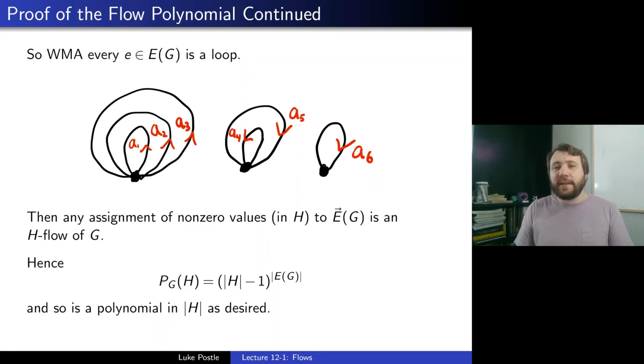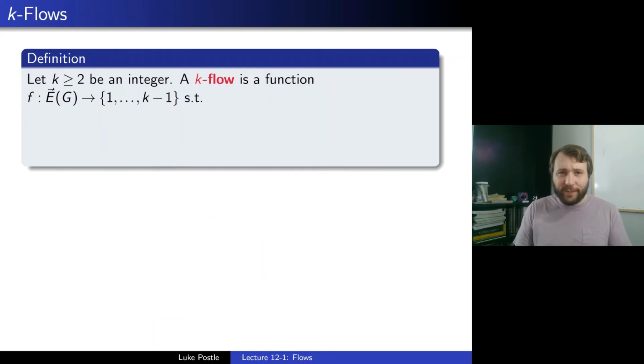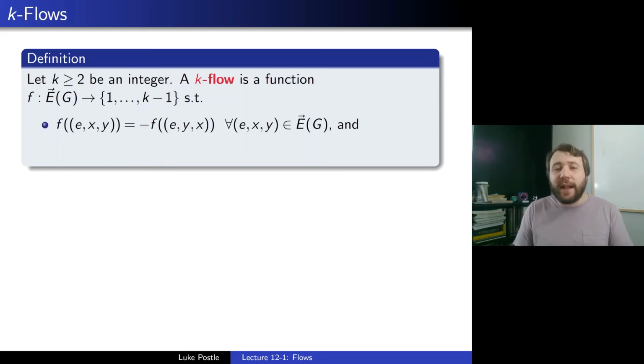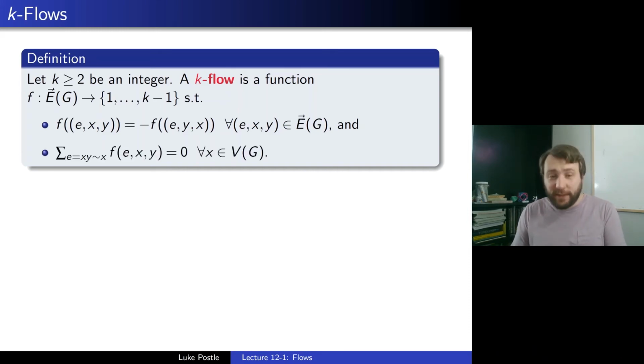All right, so that was Tutte's proof, and that established this nice thing about group flows, that it doesn't matter what the group is. But this gets us back to something else I wanted to talk about, which is maybe more natural than groups, something called k-flows. So let k be an integer of at least 2. A k-flow is a function f from E of G to 1 up to k minus 1, such that it has the symmetry property and the sum is 0.